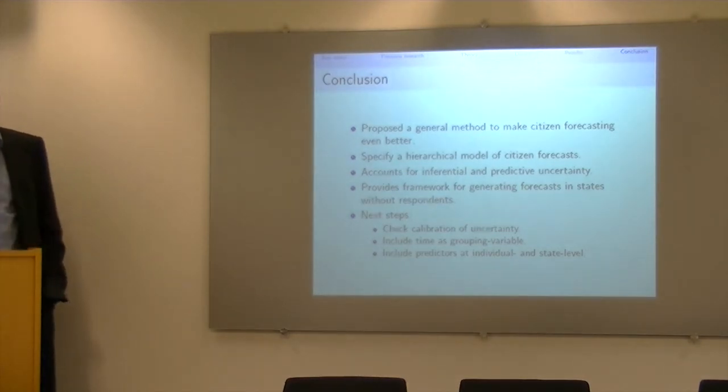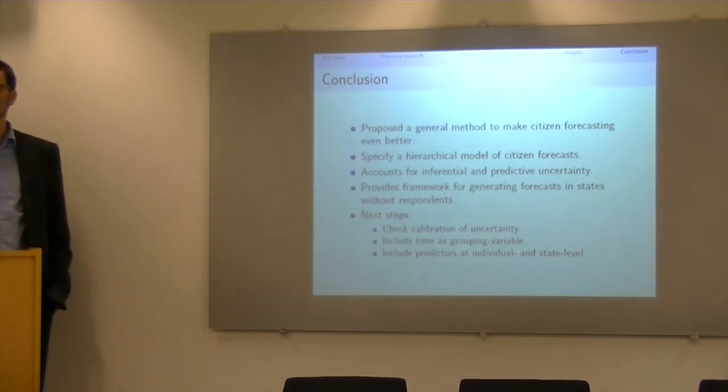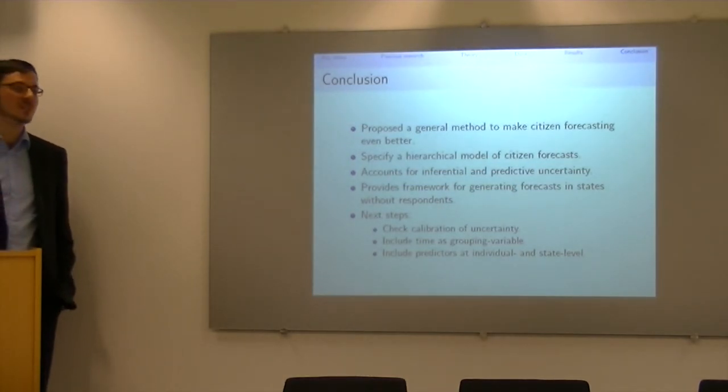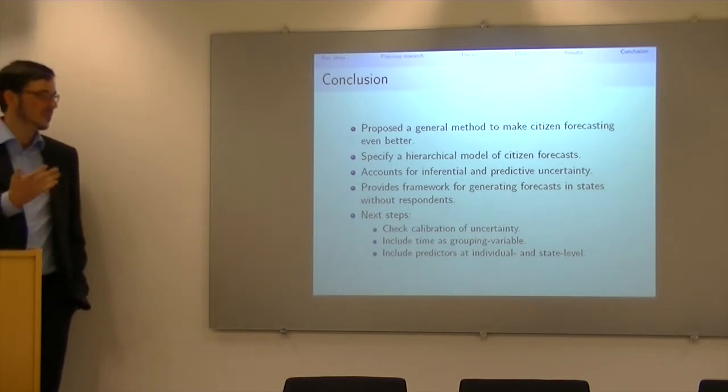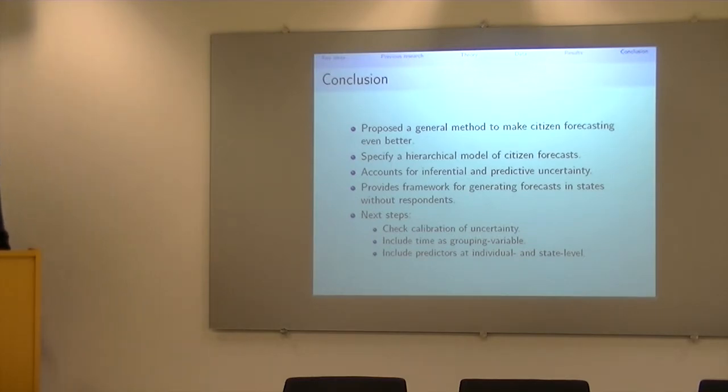The next step I'm working on is to check the calibration of the certainty. Of course, it's easy to say, well, I'm 70% certain that Democrats will win. What you would probably like to see is that when I make a statement like this, in 7 out of 10 of these cases, I get it right. You don't want me to be underconfident or overconfident, so I would need to figure out a way to calibrate these statements.